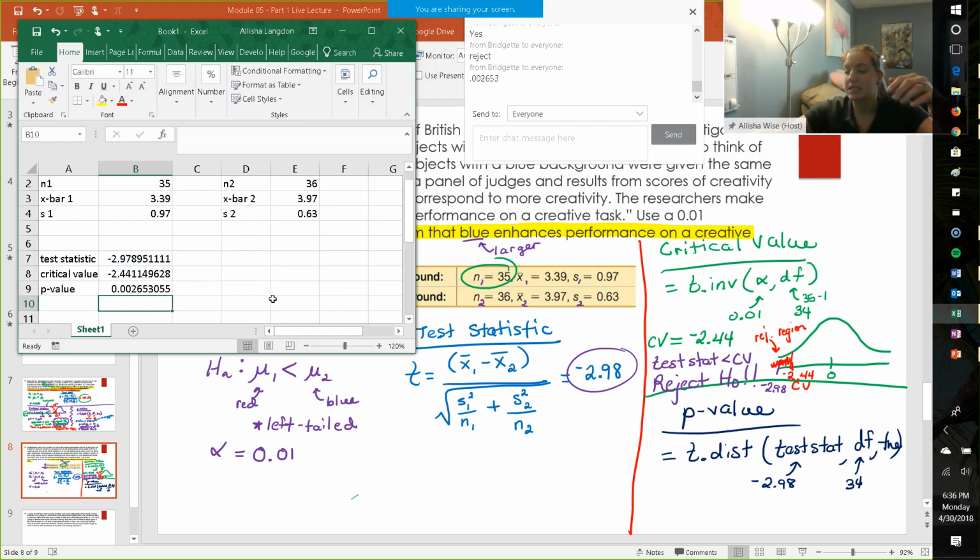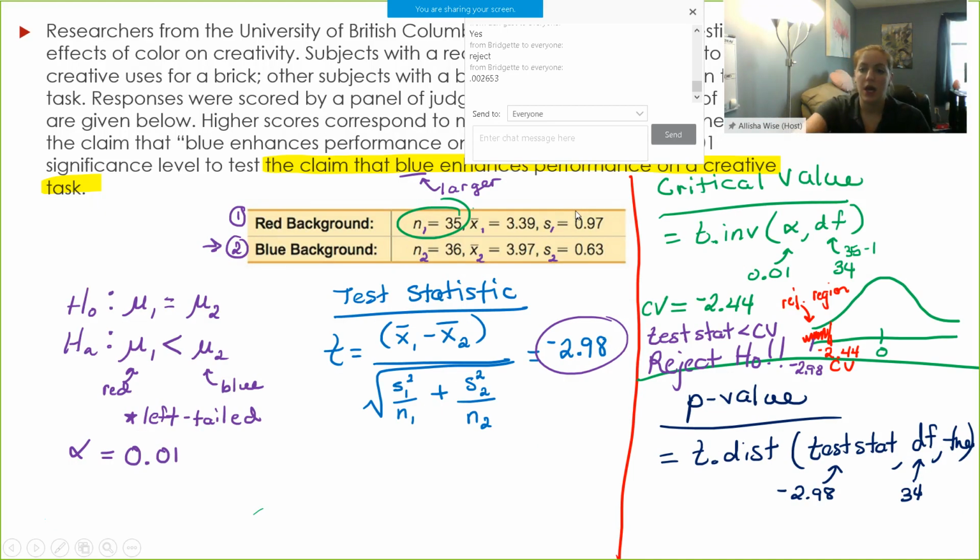It does look like we got the same thing, Bridget. It is 0.00265. I don't even need to go that far, but that's okay. Let's talk about our p-value because it's a little bit different this time. This time we really do need to look at that. Our p-value is 0.002. We can round that up to 7.